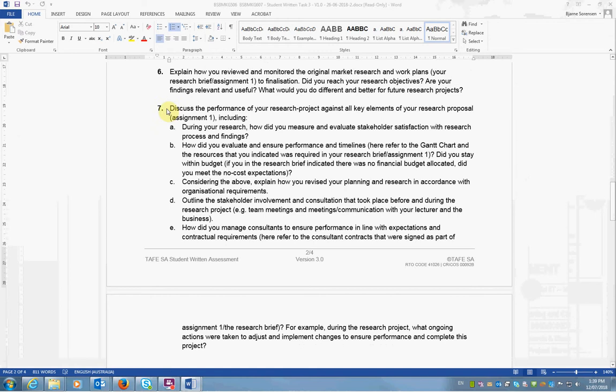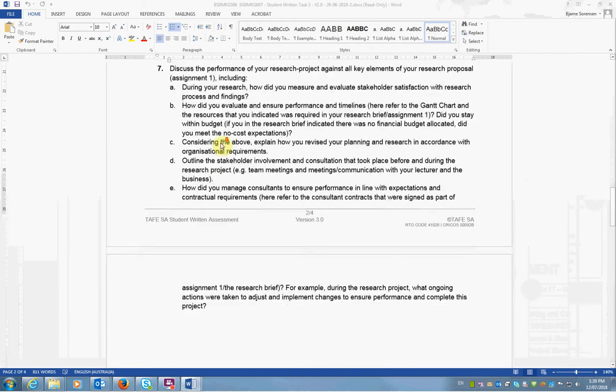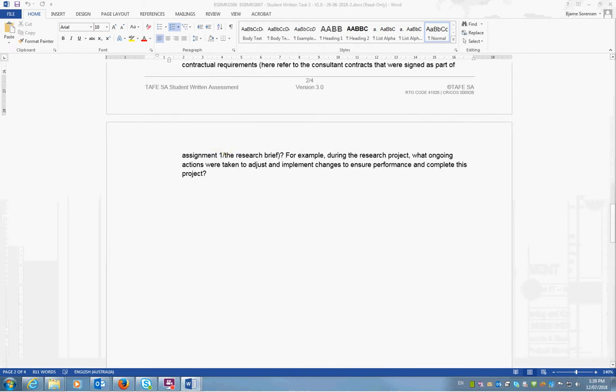Point number 7, again, use this as a heading and use these as subheadings as well, and just provide your answers underneath. And that basically is it.